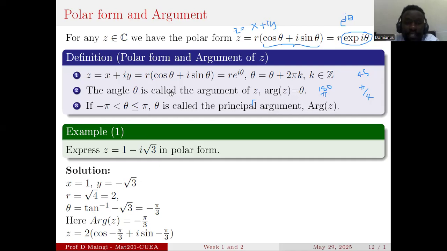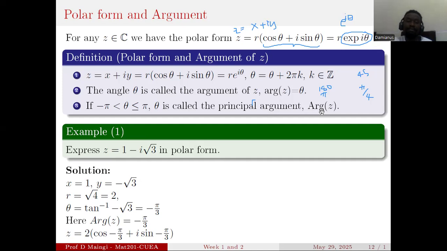So the angle theta is called the argument of the complex number z. The argument of z is theta. And if theta lies between minus pi and pi, theta is called the principal argument. Now, where is minus pi to pi? Well, minus pi is this direction, and pi is that direction. I'm sure this makes sense to you. This is basically minus 180 degrees to 180 degrees. We're talking about the principal argument.